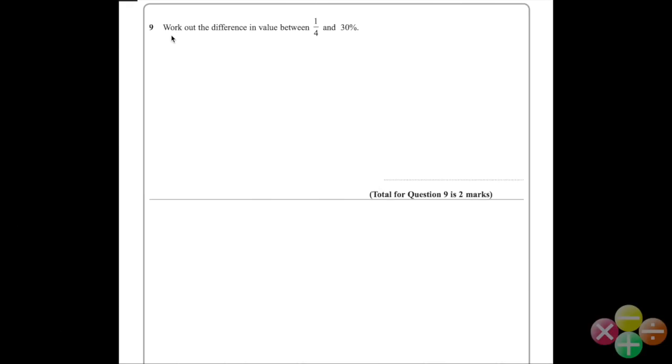Question 9. Work out the difference in value between 1/4 and 30%. Well, the key thing for this question is knowing that 1/4 is equivalent to 25%. So the difference is simply my 30% take away the 1/4, which is 25%, and it leaves me 5%. Now you can either express your answer as a percentage, or as a decimal, or as a fraction. Any of those three would be correct.